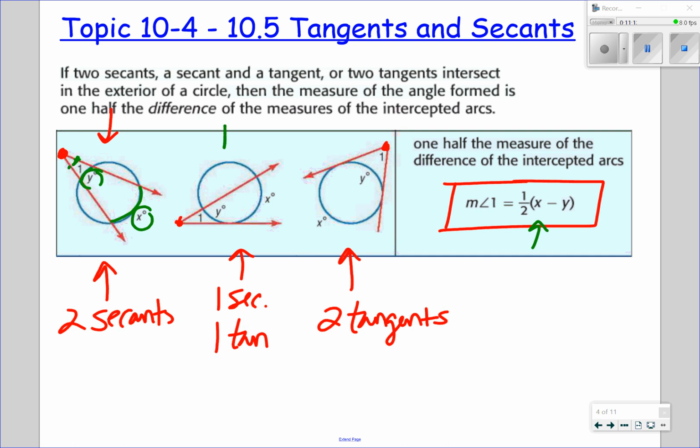For the second example, we have our angle out here, and the intercepted arcs would be this piece and this piece. Same thing, big arc minus small arc divided by 2 gives us this angle. Third example, angle outside the circle, right here, and the intercepted arcs are this piece and now this piece. So x minus y divided by 2 gives us that angle.